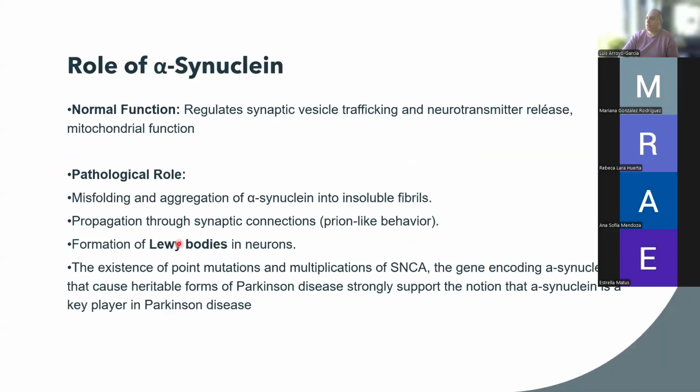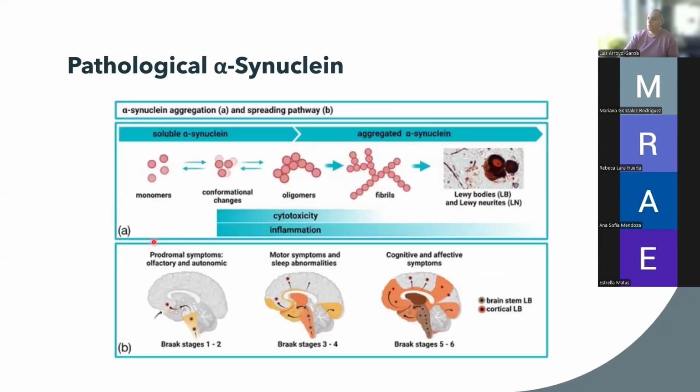And then, until it reaches the motor cortex, I mean, here is the prefrontal cortex, all of these parts here, then we start having motor symptoms and sleep abnormalities. And in the worst stage, when the brain is almost full of Lewy bodies and these alpha-synuclein aggregates, then we have the worst cognitive symptoms and affective symptoms.